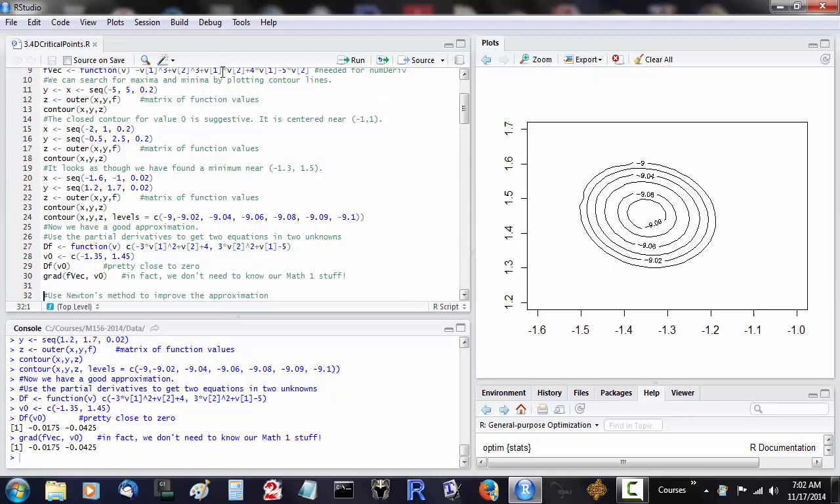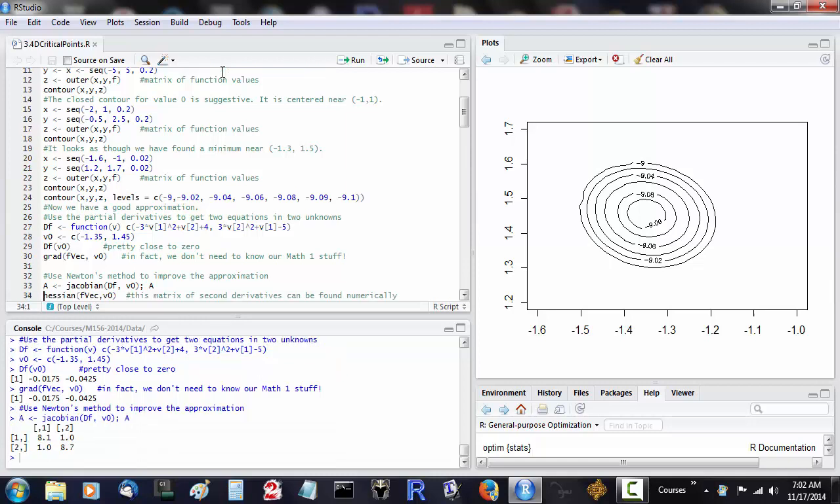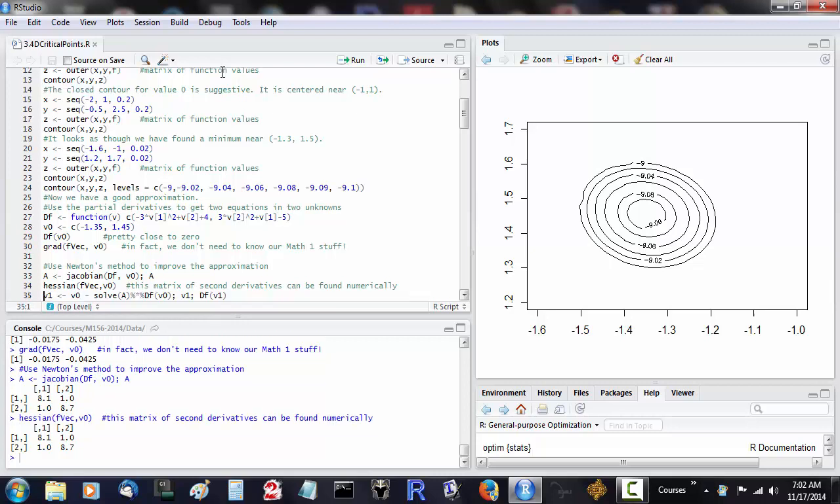So we're close. How do we get closer? Answer, we use Newton's method. In order to use Newton's method, what we have to do is calculate the Jacobian matrix from these partial derivatives. Call that A. But numDeriv actually has a function that will do that automatically for us. It's called the Hessian function, produces exactly the same matrix of second derivatives. And now we use the standard Newton's method update formula.